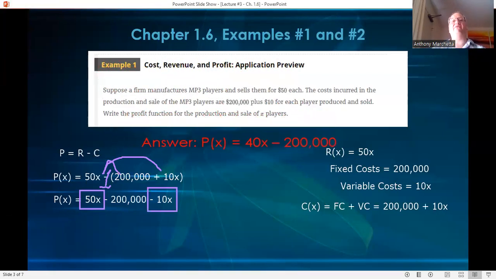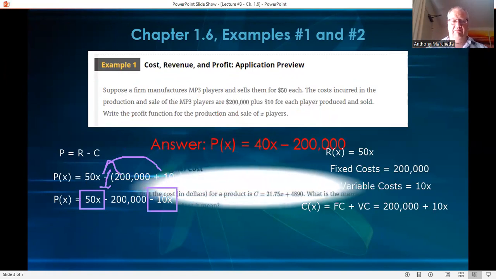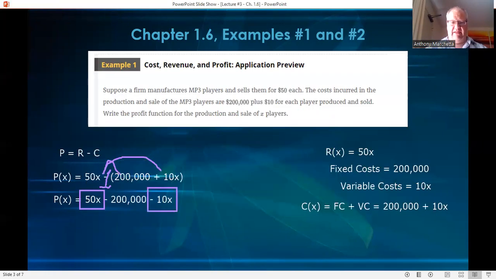40x minus 200,000. So that's how, my friends, you would go about figuring out the profit. That's how I would have you figure out the profit function. It's based on the idea that you have the revenue, you can figure that out to be 50x, and then the profit. And you also have to figure out the cost by adding those two things together.